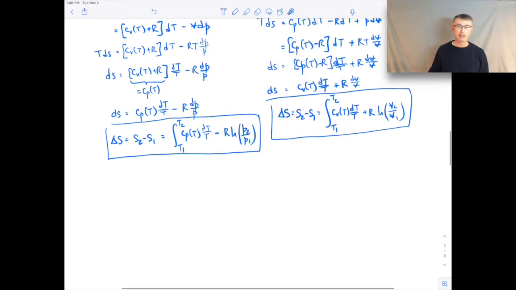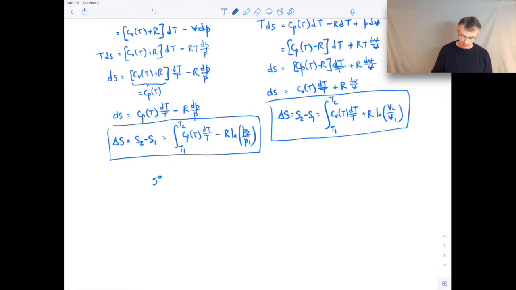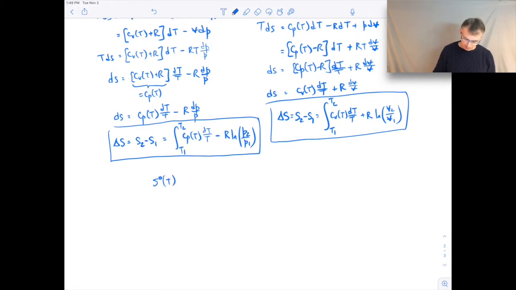So we're going to define a new property. We'll call it S superscript 0, I'll just call it S naught for convenience. It's not a specific entropy. Historically, they use the symbol S superscript naught, but it's not an entropy. We probably should have used a different symbol to avoid confusion. But I'm going to define it. It's going to be a function just of temperature, defined as the integral from some reference temperature to some final temperature of Cp(T) dT over T.